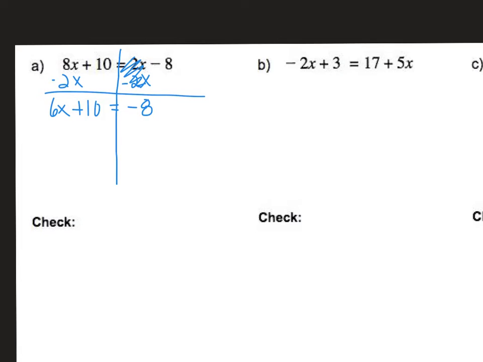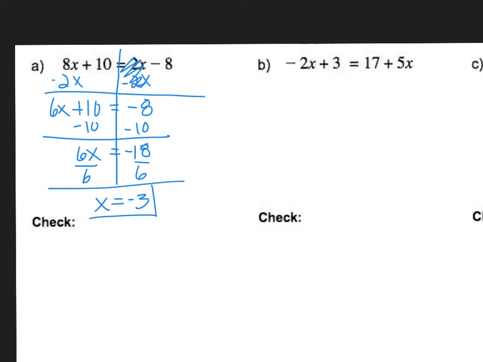Now we're trying to get x by itself, so now we're kind of back to what we've been doing. To get rid of plus 10, let's minus 10 on both sides, leaving us with 6x equals negative 18. To get rid of times 6, we'll divide by 6, and we'll come out with x equals negative 3.